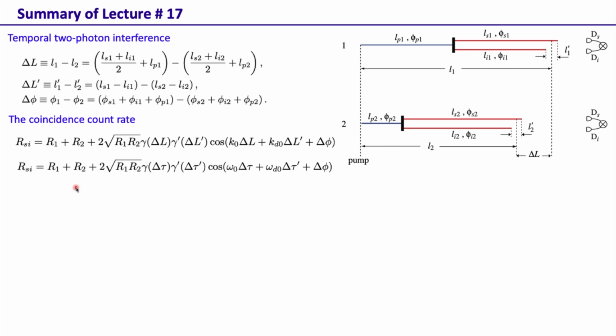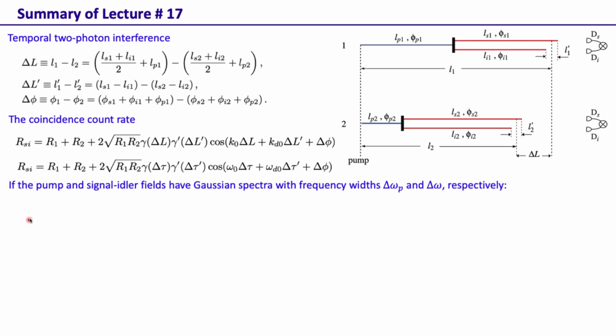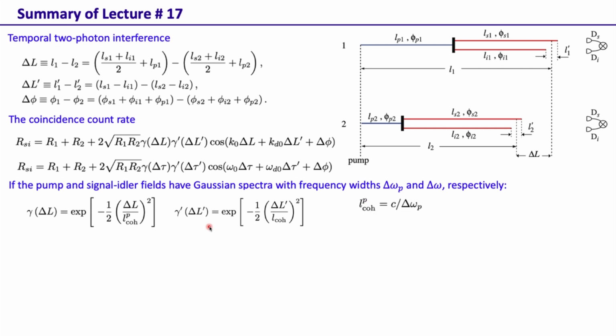This was derived very rigorously, without reference to any particular two-photon interference, but for a general two-photon interference. And we saw that if the pump and the signal and idler fields have Gaussian spectra with frequency widths delta omega p and delta omega, then these time-averaged coherence functions gamma and gamma prime can assume this form. This was more for illustration, because gamma and gamma prime can take any functional form, but if the spectra are Gaussian, then of course gamma and gamma prime will have a Gaussian form.